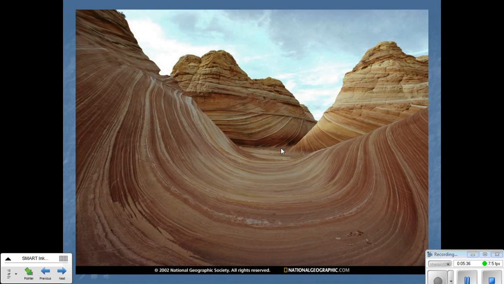And if you've noticed on the book, this is the cover of our book we have in the classroom.